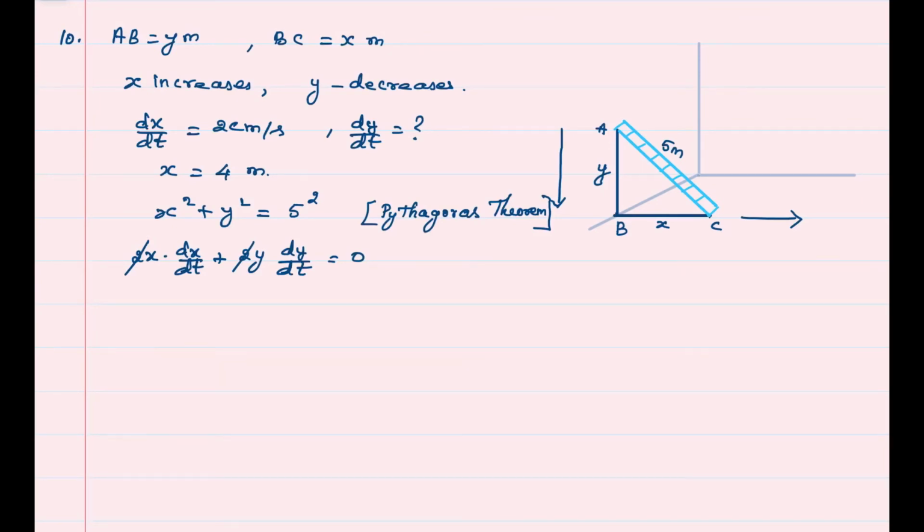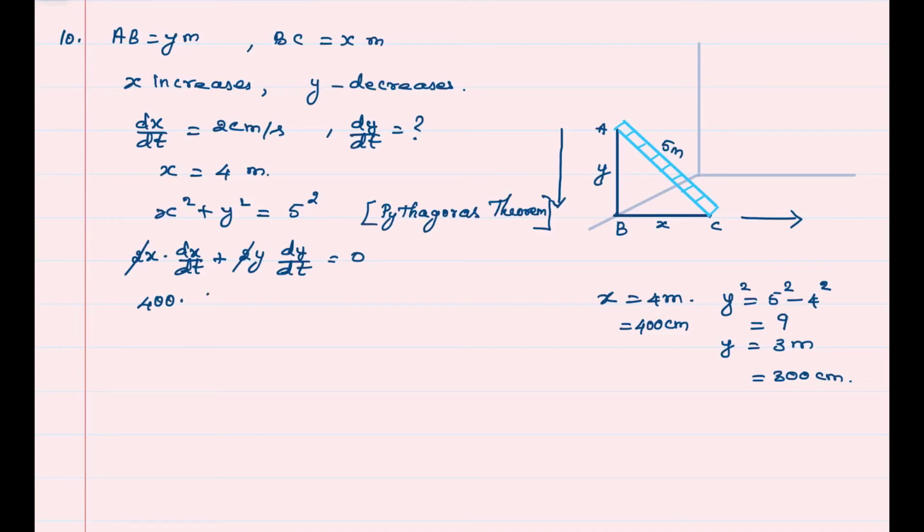We can calculate y when x is 4 meters. y square is 5 square minus 4 square. 25 minus 16 is 9. Therefore, y is 3 meters. See the unit. x and y are in meters, but dx by dt is given in centimeters per second. We can change the unit. Even if we don't change the unit, we will get the same answer because of the ratio. We will change the unit to centimeters. This is 400 centimeters. This is 300 centimeters.